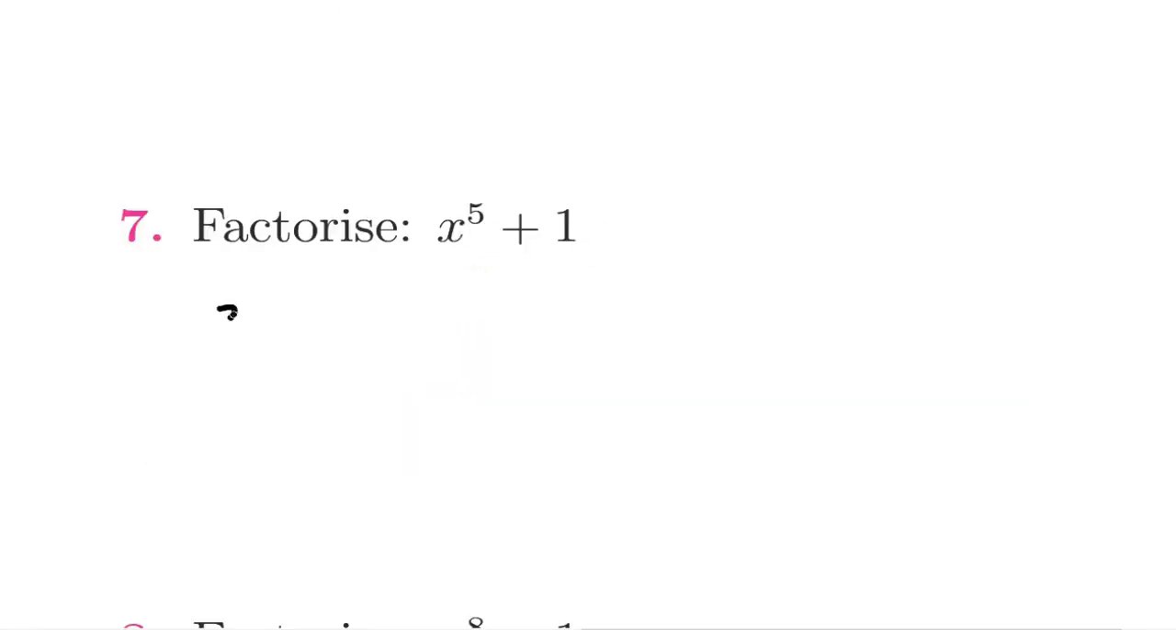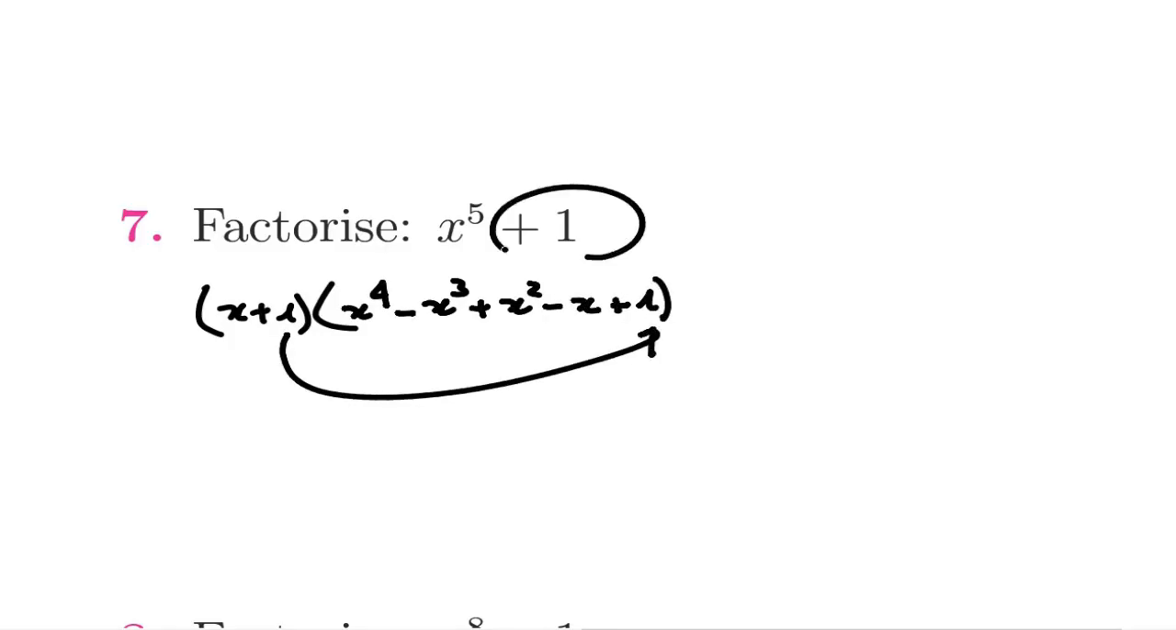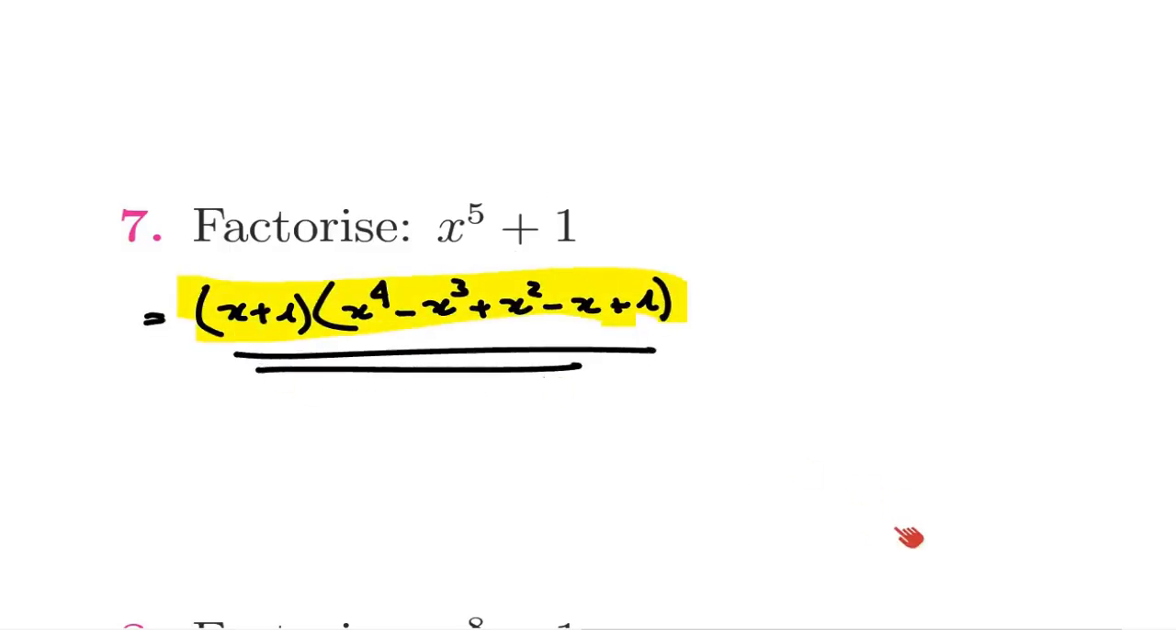X to the power of 5 plus 1. X plus 1. Now 1 plus 1 minus. X to the power of 4 minus x to the power of 3 plus x squared minus x to the power of 1 plus 1. Finally, let's check if we get this by multiplying this and this together. That's how we solve our 7th question.